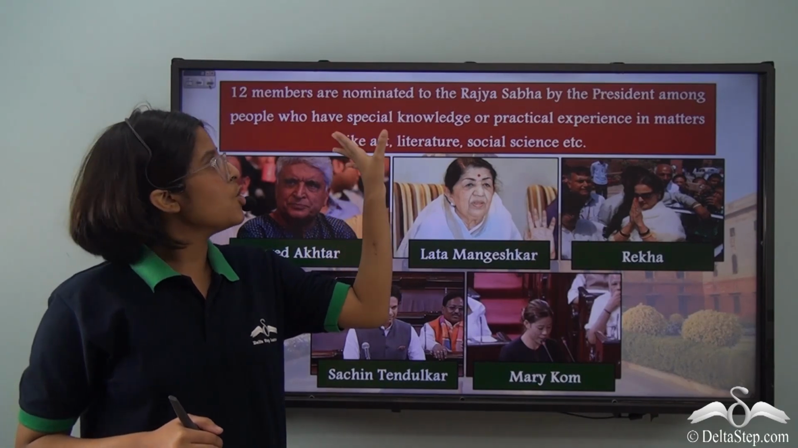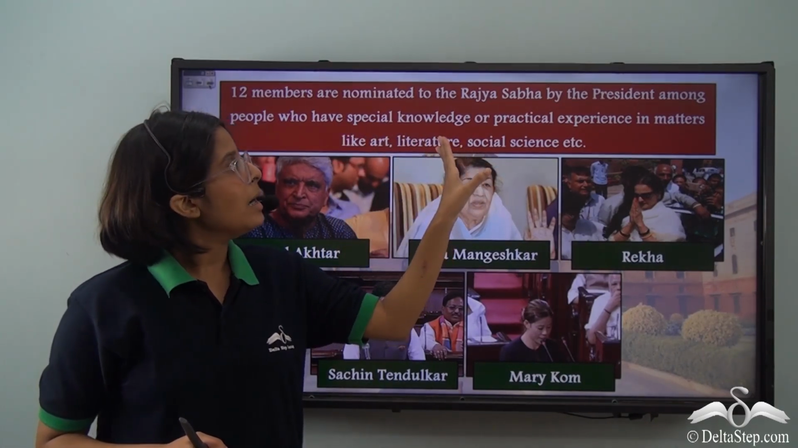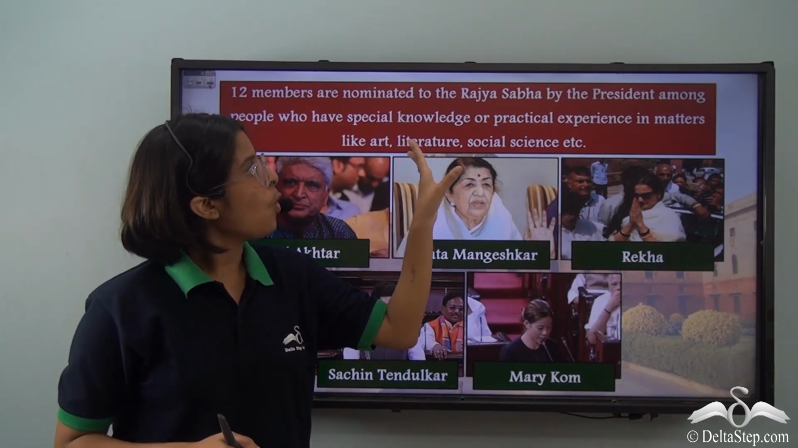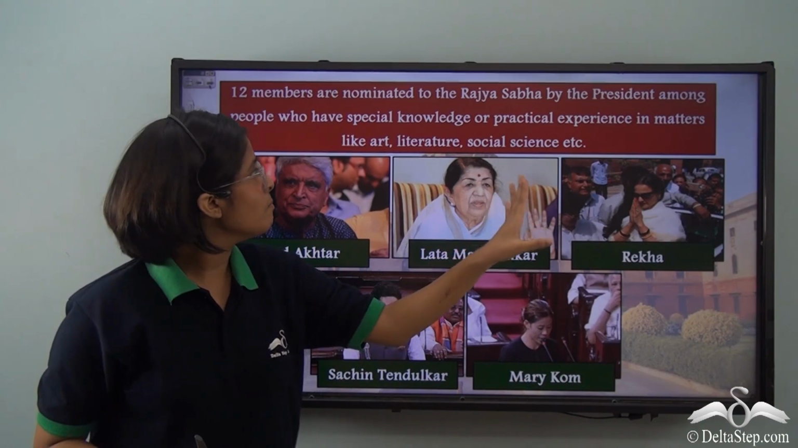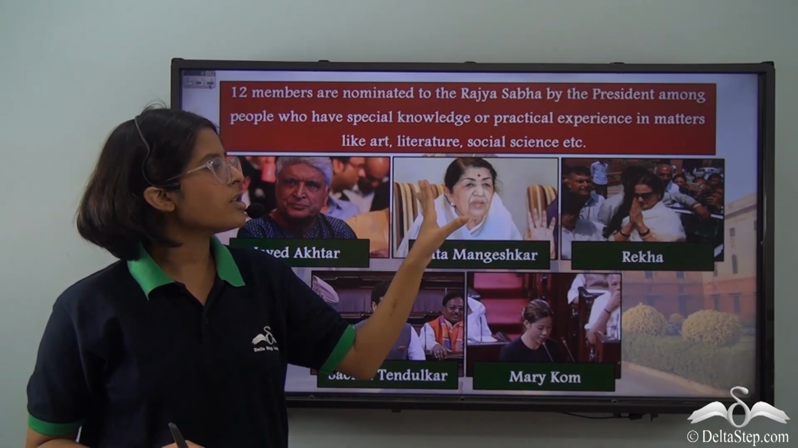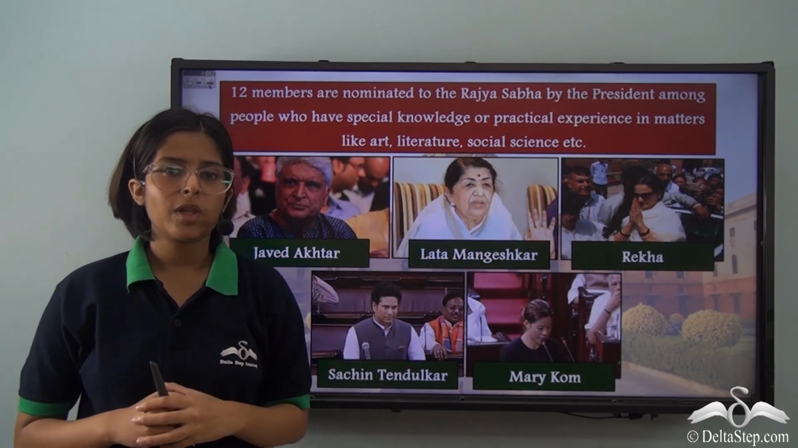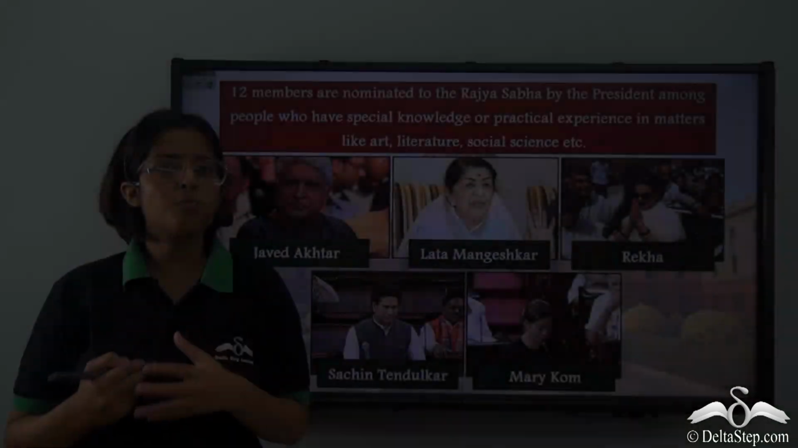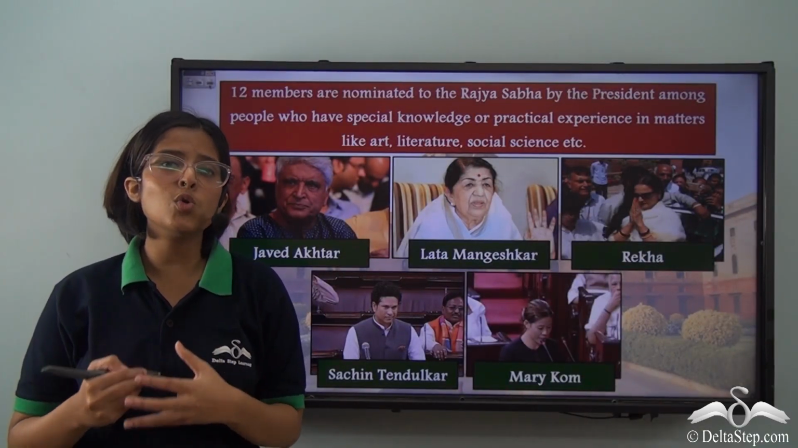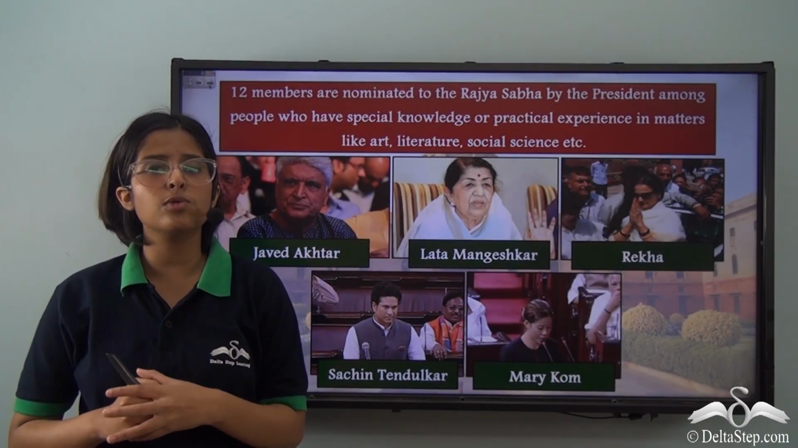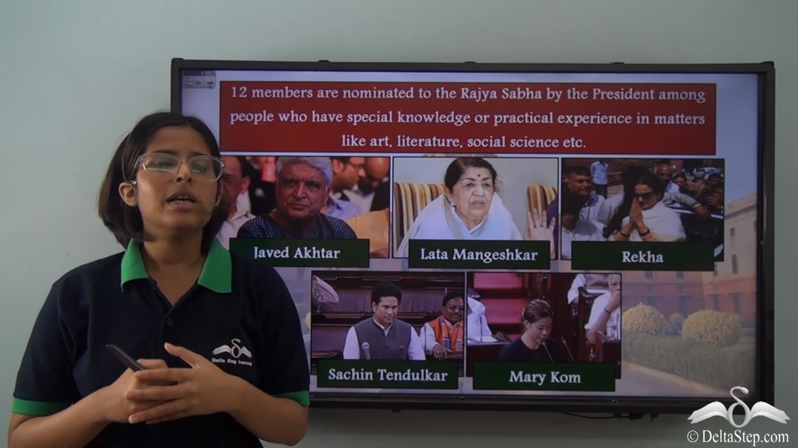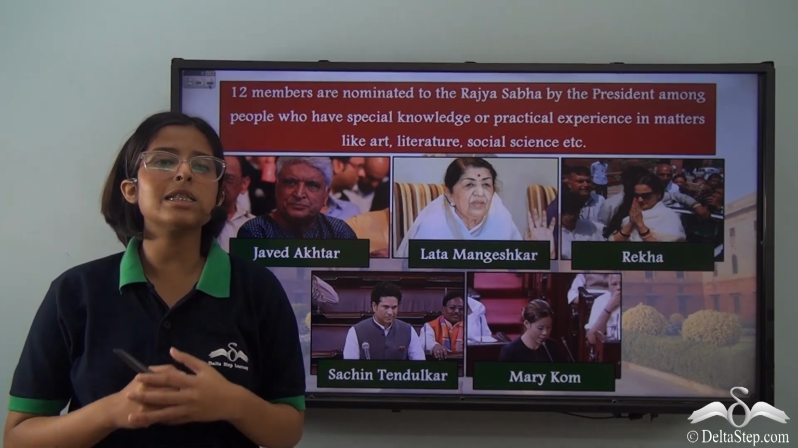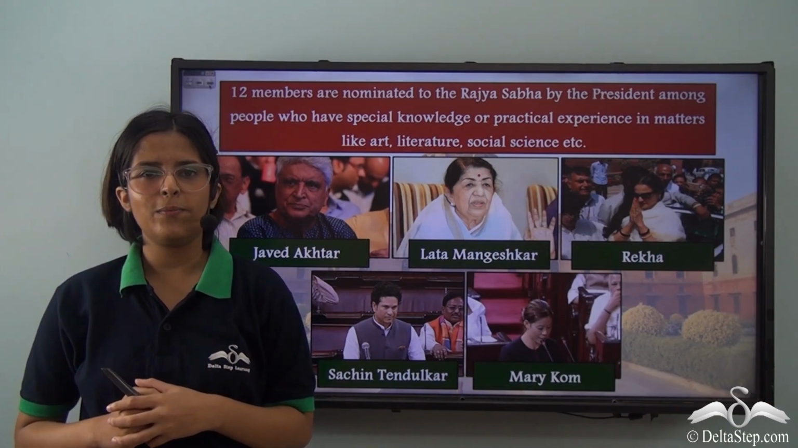12 members are nominated to the Rajya Sabha by the President among people who have special knowledge or practical experience in matters like art, literature, social science, etc. The President also used to nominate 2 members of the Anglo-Indian community to the Lok Sabha. However, it was scrapped, and so now the President only nominates 12 members to the Rajya Sabha.